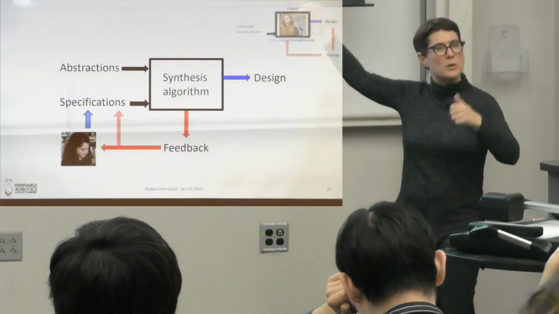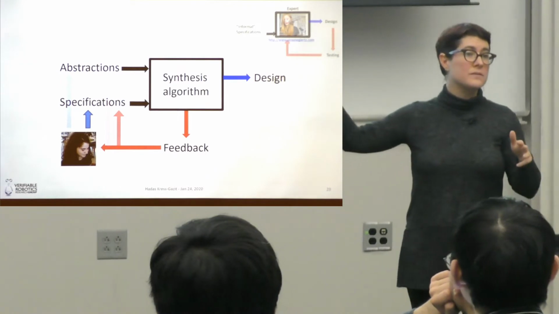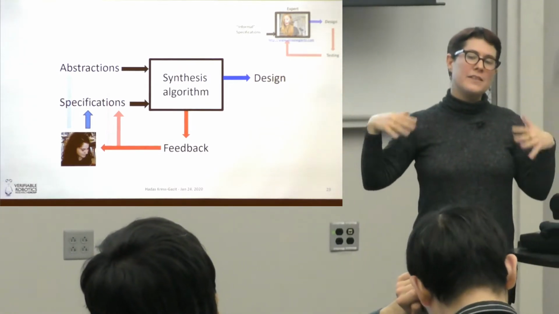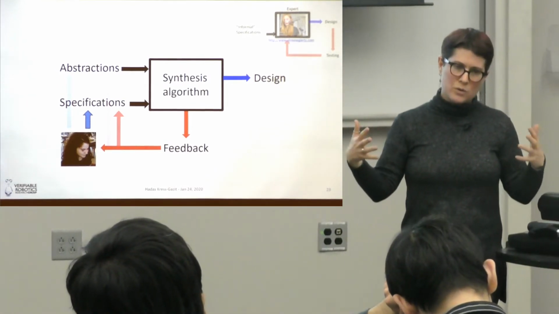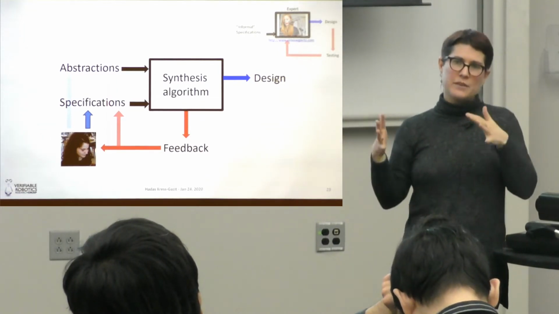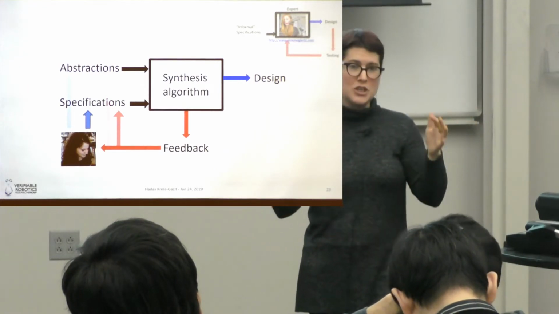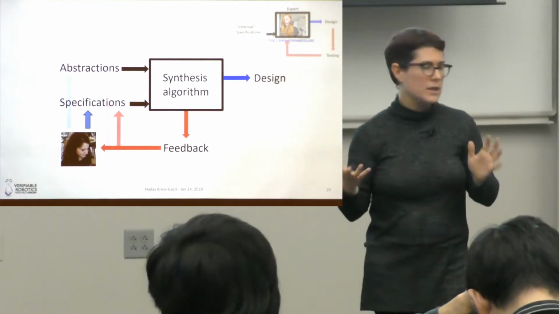Okay, so this is the common theme. This is how I'm thinking about things. What are abstractions? What are specifications? What are synthesis algorithms? And what is feedback? Those are the questions I care about. And the more I think about this, the more I care about the feedback aspect of it. What can the robot say to the person, or to the other robot, for that matter, in terms of what it can and cannot do?